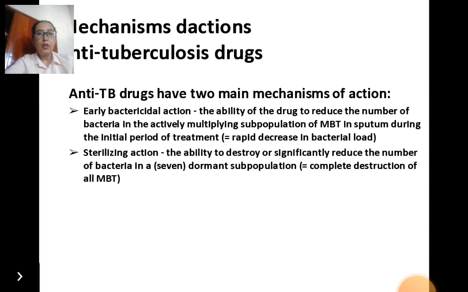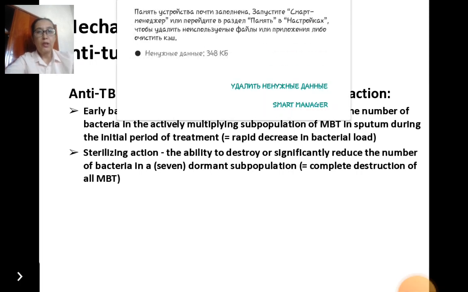Mechanism of antituberculous drugs. The antituberculous drugs have two main mechanisms of action. Early bactericidal effect is the ability of the drugs to reduce the number of bacteria in the active multiplying subpopulation of Mycobacterium in sputum during the initial period of treatment. The second mechanism is sterilizing effect, the ability to destroy or significantly reduce the number of bacteria in a dormant subpopulation, complete destruction of all Mycobacterium tuberculosis.